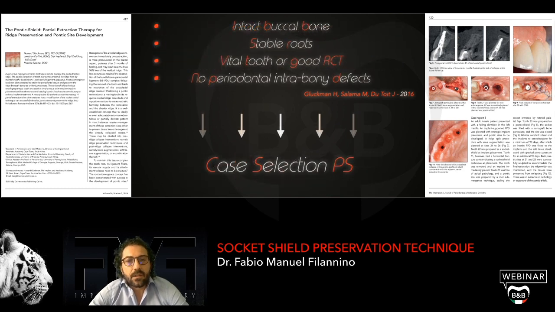In this article we also start to see what the indications are for the Pontic shield or the root submerged technique, which is to have intact buccal bone. The roots have to be stable, and the teeth have to be either vital or with a good, successful root canal therapy. After that, it's important that the root does not have periodontal intrabony defects.